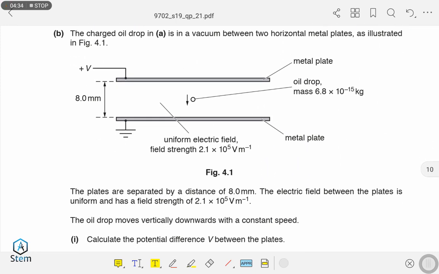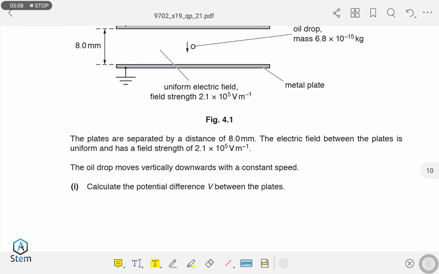Alright, there is Millikan's experiment. The charged oil drop in A is in a vacuum between two horizontal metal plates as illustrated in Fig 4.1. Okay, so we study our diagram. The plates are separated by the distance shown. The electric field between the plates is uniform and has the strength shown there. The oil drop moves vertically downwards with a constant speed. Calculate the potential difference V between the plates.